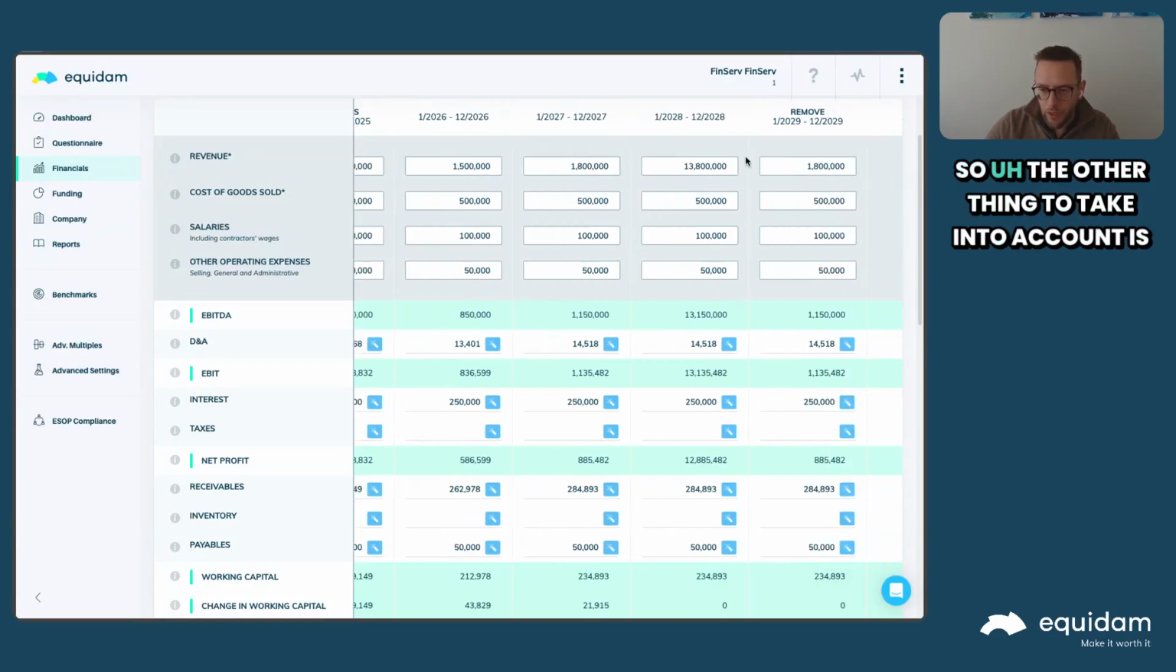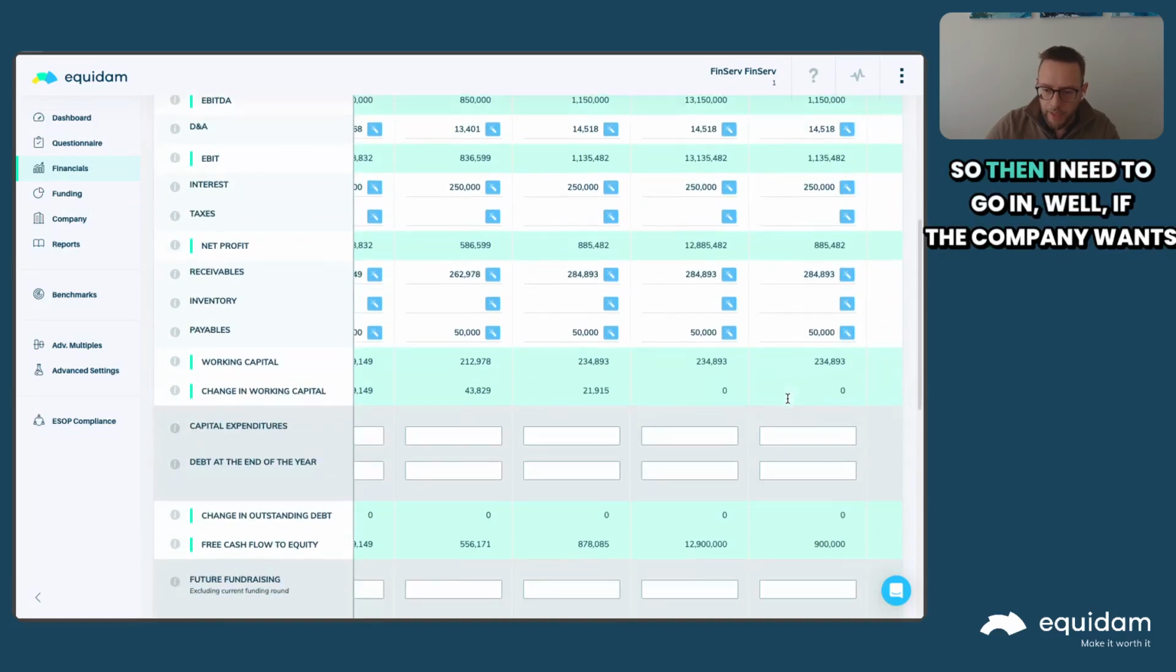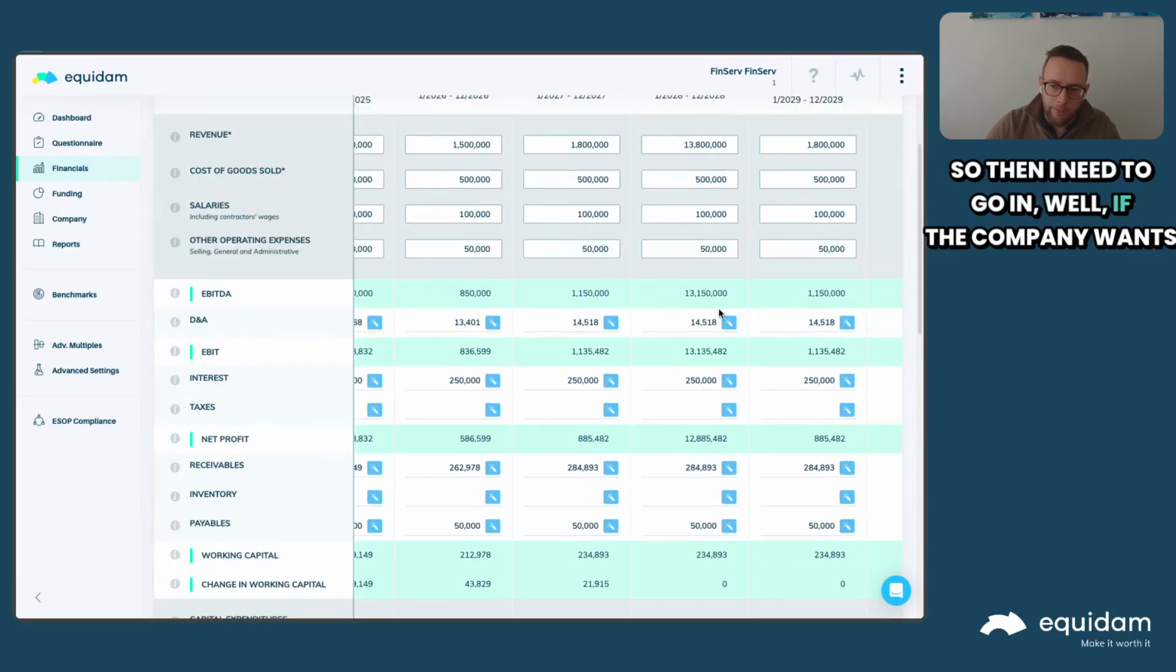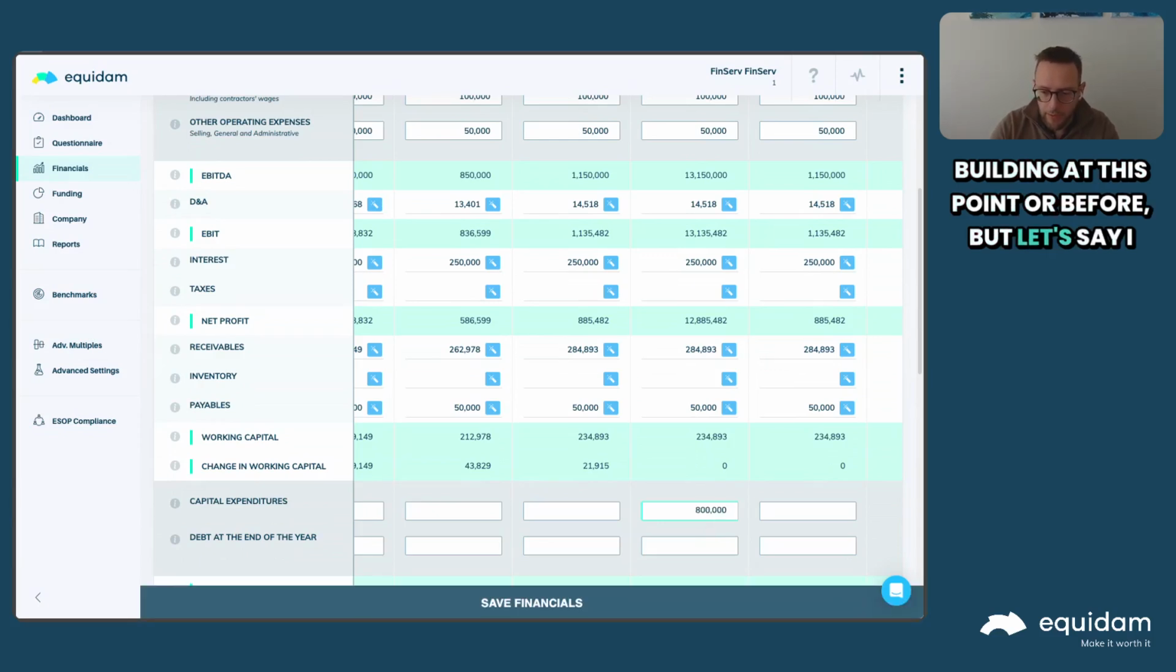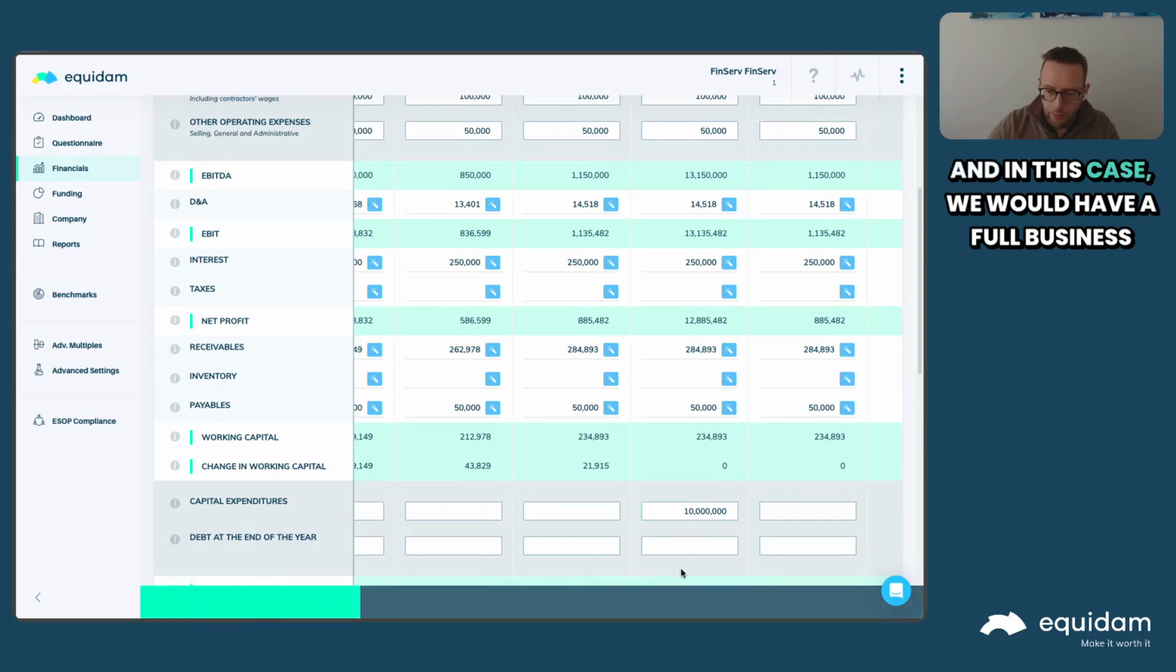The other thing to take into account is that afterwards the company doesn't have a building anymore. So if the company wants to continue its business model and sells the building at this point, I want to buy another building at this point or before. But let's say I buy another building for another 10 million. In this case, we would have a full business model of the company.